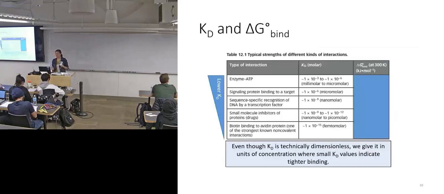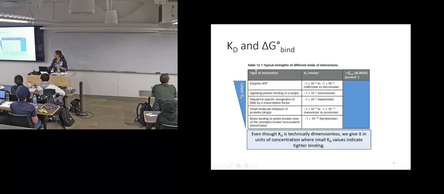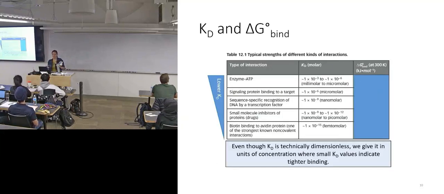Okay, so this is a table from your textbook that has some typical strengths of different kinds of interactions. So it has an enzyme binding to ATP, and the Kd is in this millimolar to micromolar range. If a signaling protein binds to its target, we're in the micromolar range. As we move down, we're getting lower and lower Kds. So we have maybe a transcription factor binding to DNA with nanomolar affinity. We have some sort of drug inhibitor binding with nano or picomolar affinity.